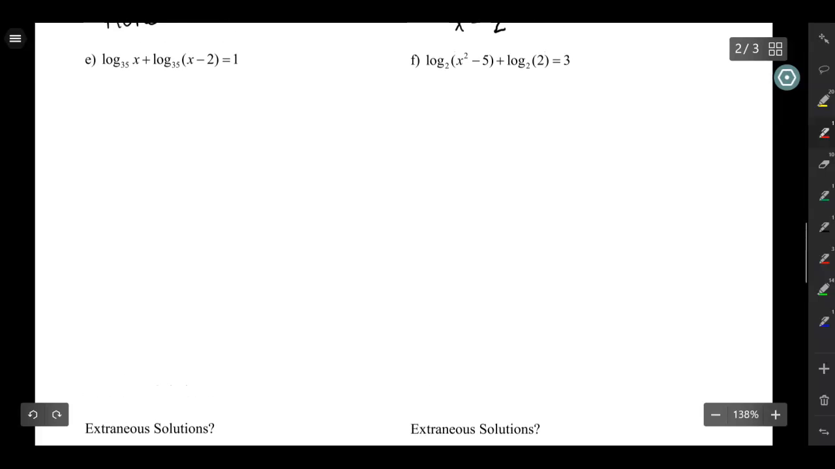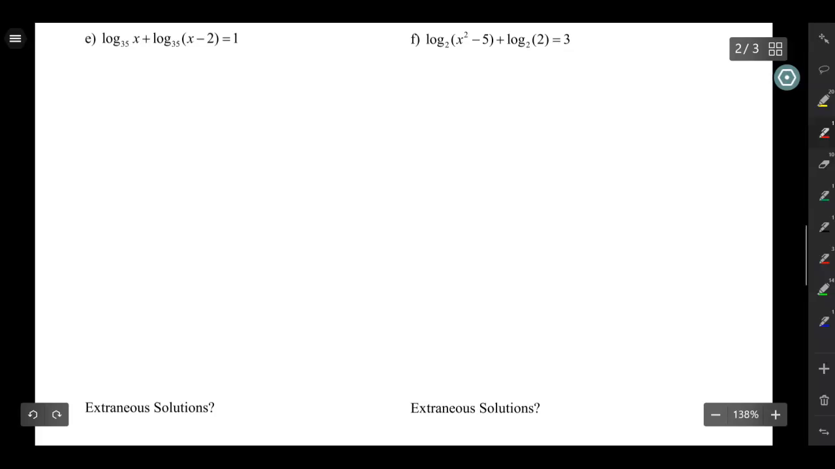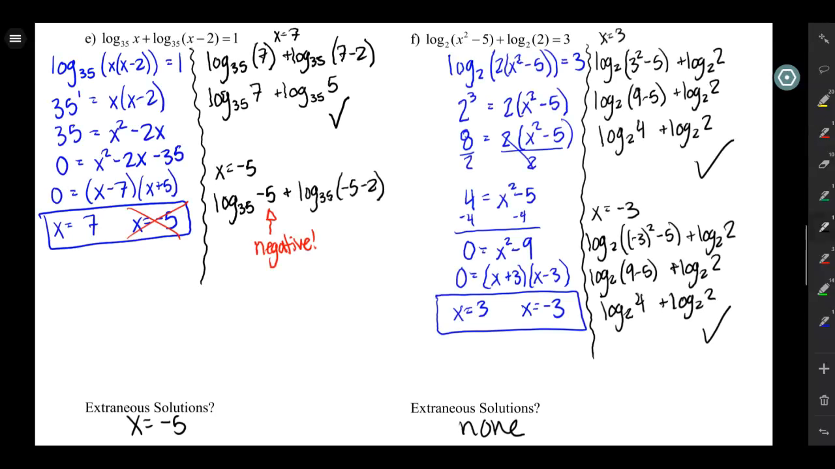Okay, what I'm going to do now is I'm going to have you press pause on this video. Try E and F. I will work through them as well, so go ahead and try these, and when you come back and hit play, you'll be able to see all my work and the solutions to this. Alright, so here's the work and the solutions for these last two examples.